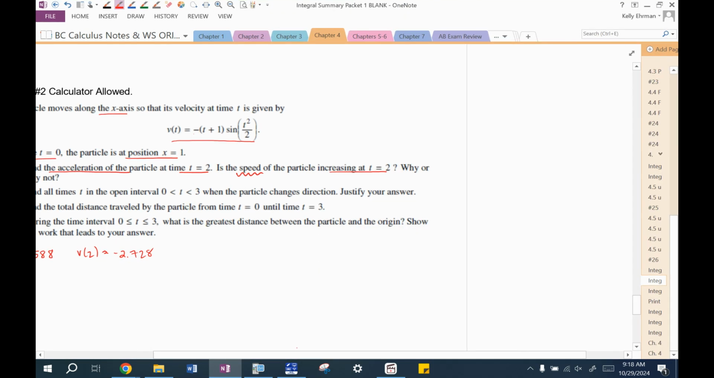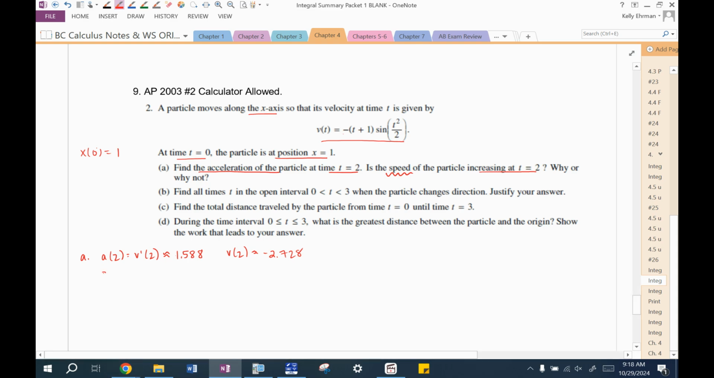All right, so what do I need to write here? The speed at t equals 2 is, it says, is it increasing? So no, the speed is not increasing, it is decreasing, because a of 2 is greater than 0 and v of 2 is less than 0. They're acting against each other. V is negative, but a is pushing in the positive direction.